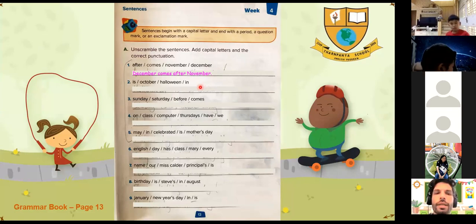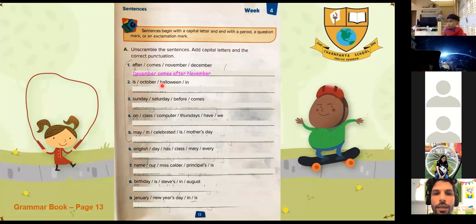If you finish, take a look at the words we have for number 2. We have is, October, Halloween. Halloween is in October. All right. So how do we write Halloween? Halloween here uses a lowercase letter. But Halloween is in October.